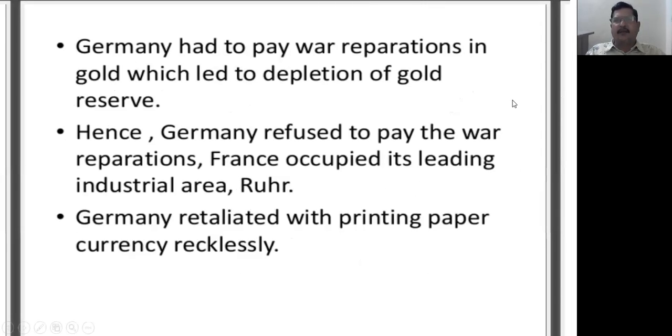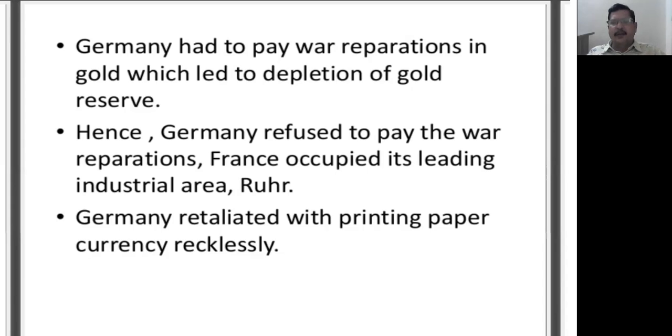Germany had to pay the war reparations in the form of gold. Every country will have its gold reserves, and as per that only the value of the currency is determined. So gold had to be given. Paying the war reparations led to depletion of the gold reserves, so the gold reserve of the country came down. Hence, Germany refused to pay the war reparations. So France occupied its leading industrial area, Ruhr. Ruhr is a place in the western part of Germany, and when Germany refused to pay the war reparations, France occupied those areas of Germany.